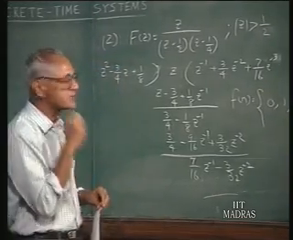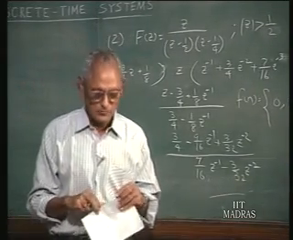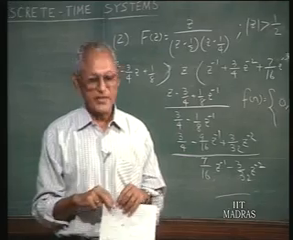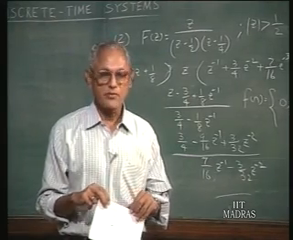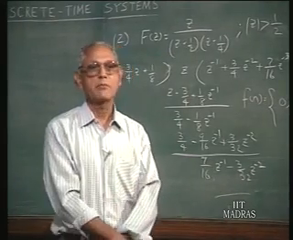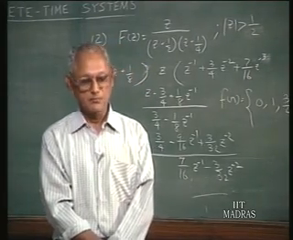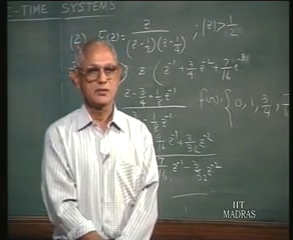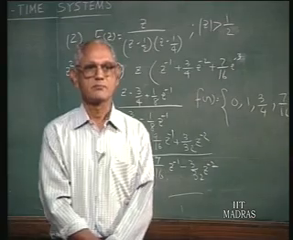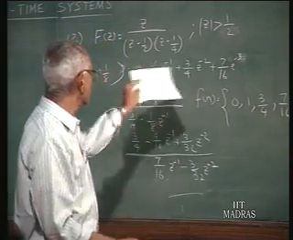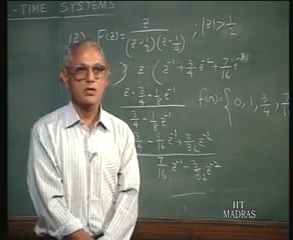So the last two examples have shown how the long division method can be used to find out the inverse Z transform of a given function of Z. But as I mentioned earlier, it is the partial fraction expansion method which is the most favored method compared with the contour integration method and this long division method, and this is what we will take up next.